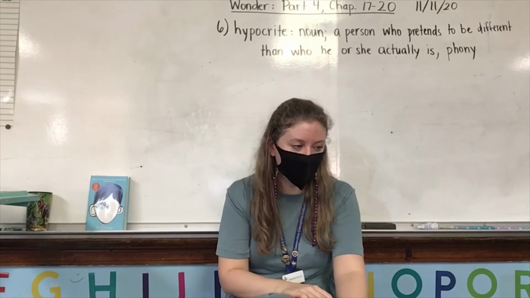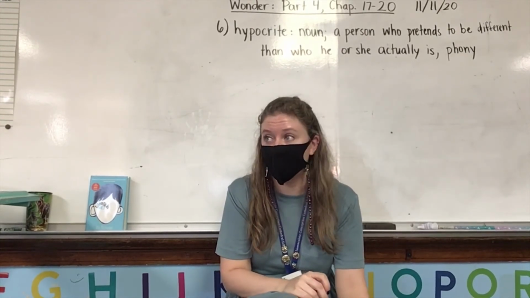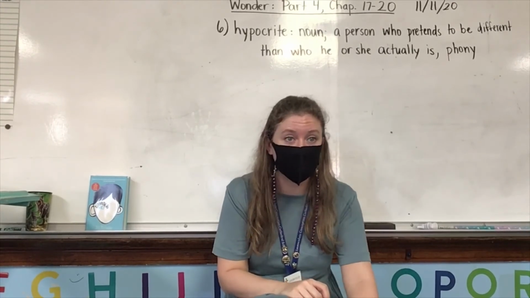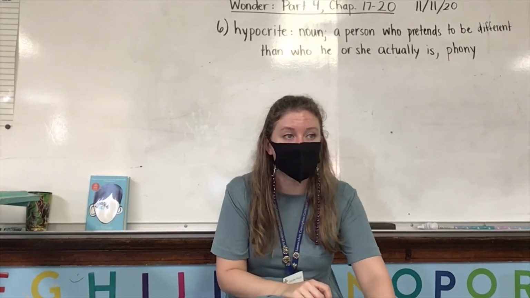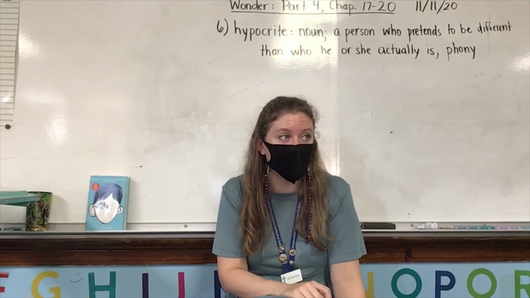So what Victoria is saying is that he was acting like a friend from that very first day that he led August around the school. Was he acting like a friend when he chose not to sit with him?